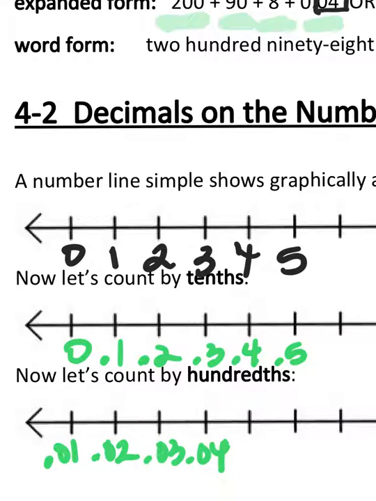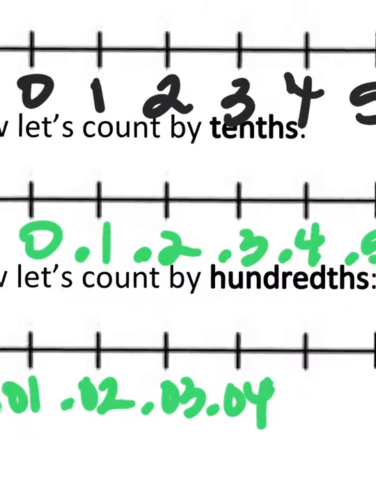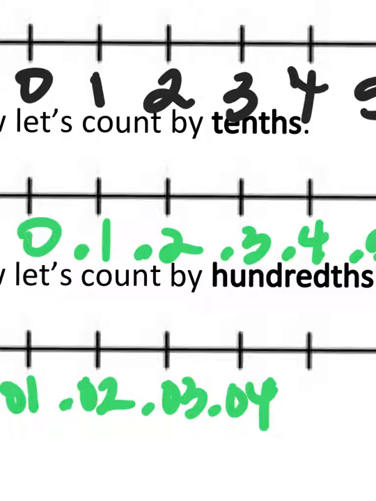Now, you will have some questions that will ask you, what is this point, for example, right in here? What you need to remember is that you can always add zeros to the right of those numbers, and it doesn't change the value of those numbers. If I'm asking for the point right here, it's the number right in between 0.10 and 0.20, which would be 0.15.